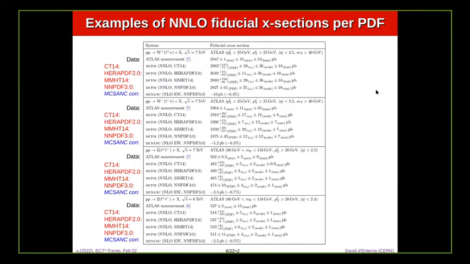So this is an example of a table in our paper. You see here, for example, a given ATLAS measurement, say pp going to W plus at 7 TeV within this fiducial volume. This corresponds to 2.947 nanobarns, plus minus whatever. And then this is the result that we obtain with MCFM at NNLO for CT14, HERAPDF, blah, blah, and the correction for MC-SANC. You have all the values here.